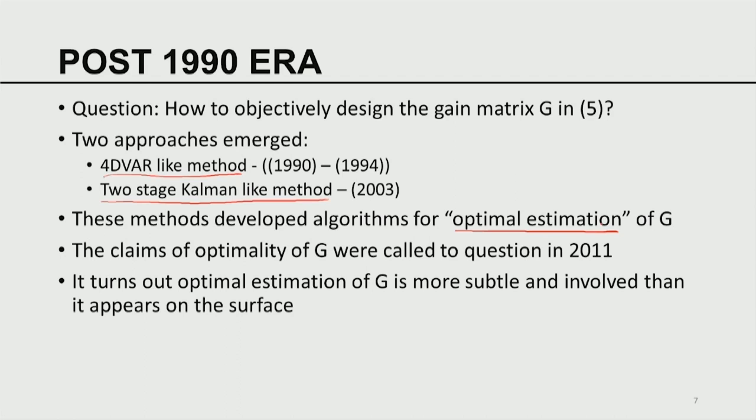Even though these theories were known, in 2011 it was pointed out that the claims of optimality obtained by these researchers were found to be a little defective. It turns out the optimal estimation of G is more subtle and involved than it appears on the surface when you read the papers on 4DVAR-like methods as well as two-stage Kalman-like methods. We are going to talk about both the methods, some of the problems associated with them, and ways to go around some of these challenges.